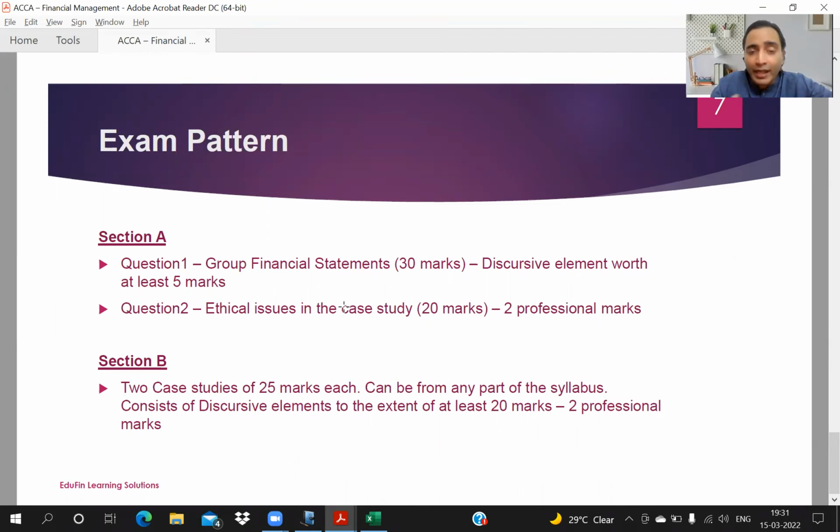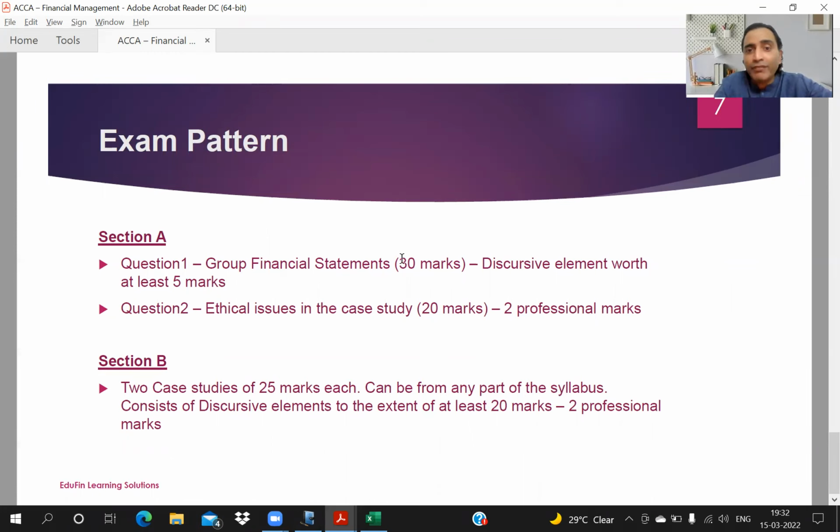Thankfully, it has become more, I would not say easier, but simpler. Okay, it has become more student friendly. So now you will have two questions. One is a 30 marker question, which would be about group financial statements, the consolidated financial statements. Maximum marks would be 30, but within these 30 marks, I've always found out that they ask around 5 to 7 marks, sometimes even 10.